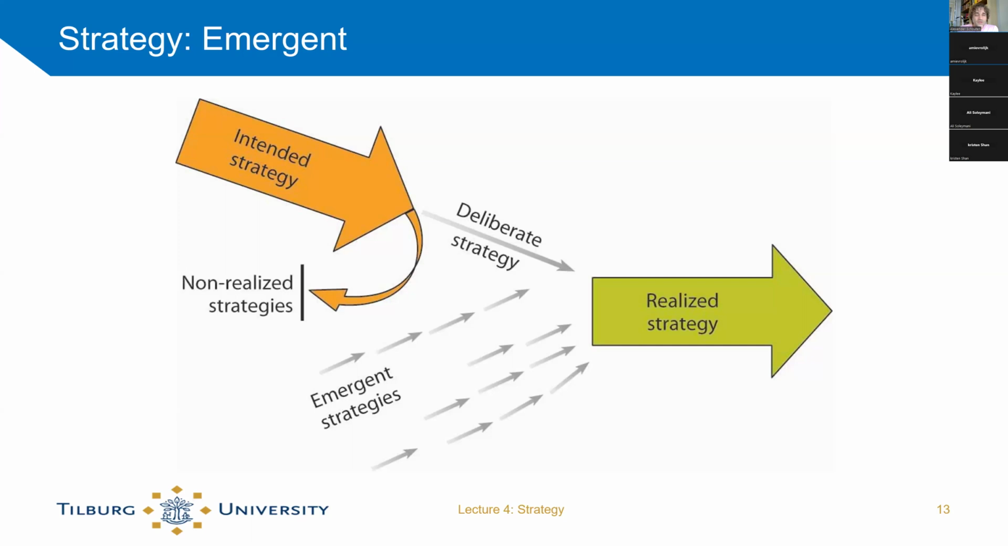And that's what we call emergent strategies. So we have intended strategy, that is deliberate strategy. And then we have emergent strategies, that is unintentional and not deliberate strategy. Those are your realized strategies. And of course, you always set goals that you don't really meet. So you also have non-realized strategies. So it's not that bad if not everything that you planned actually makes it to reality.